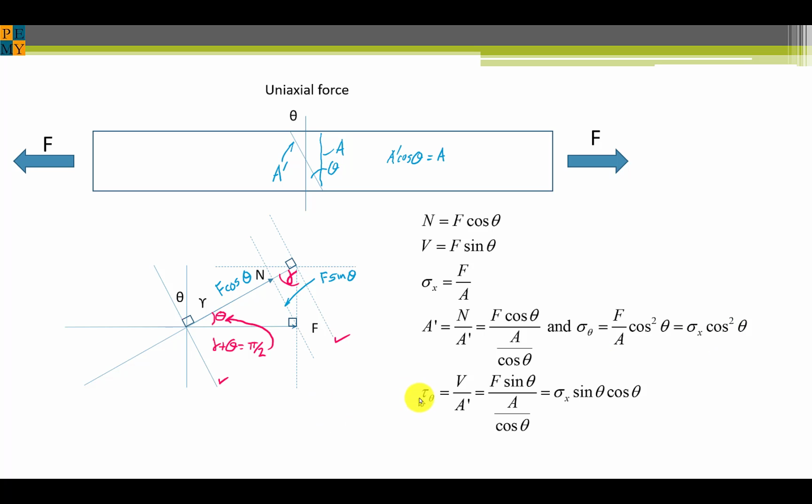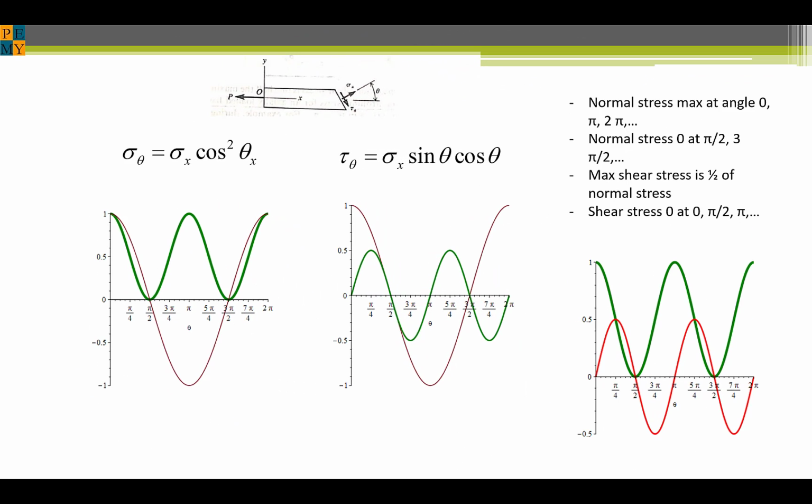Similarly, we can take tau theta, which is a shear stress on the cut plane at angle theta. It's V divided by A prime, and we end up with sigma x sine theta cosine theta. It's useful to plot these functions as we rotate the cut plane.